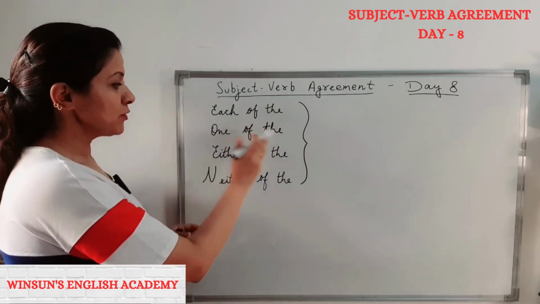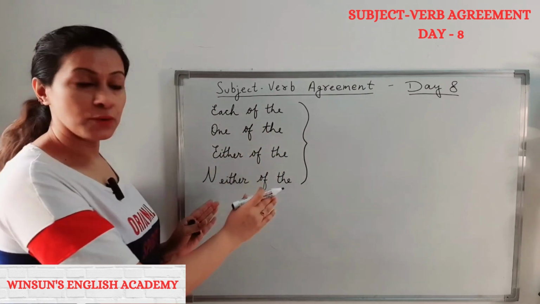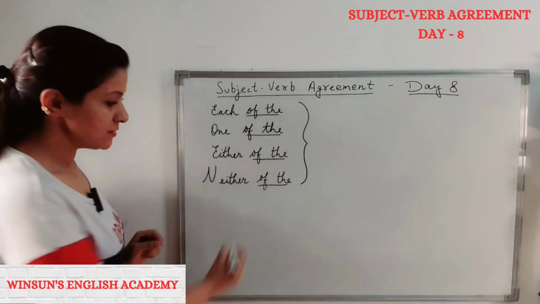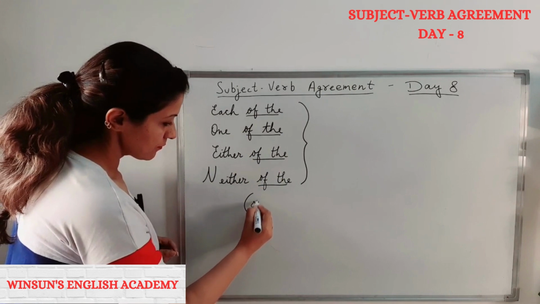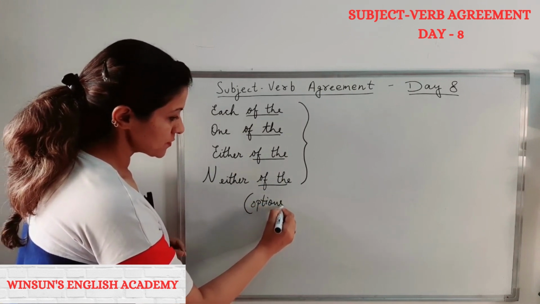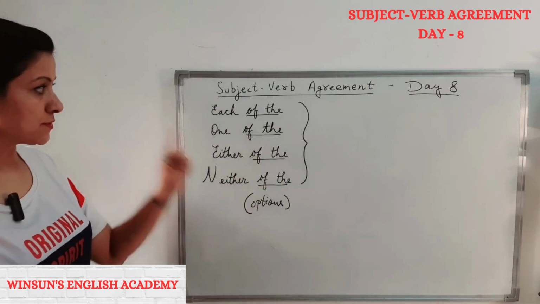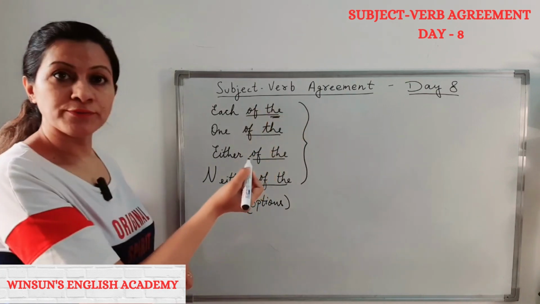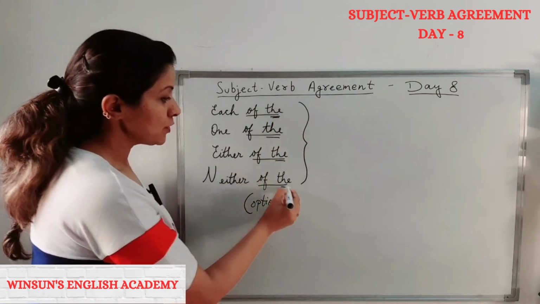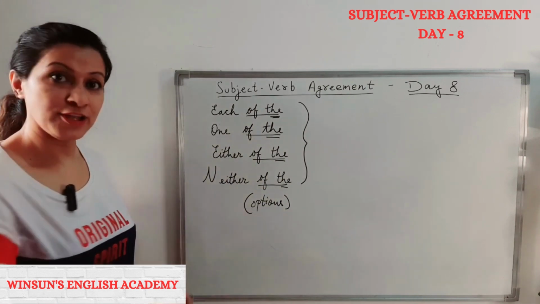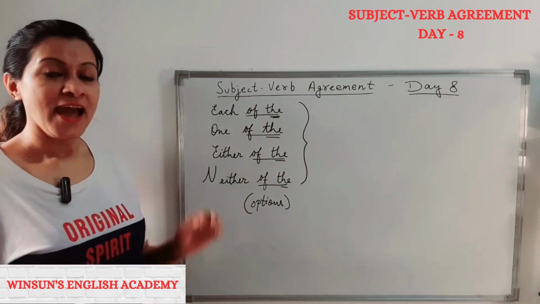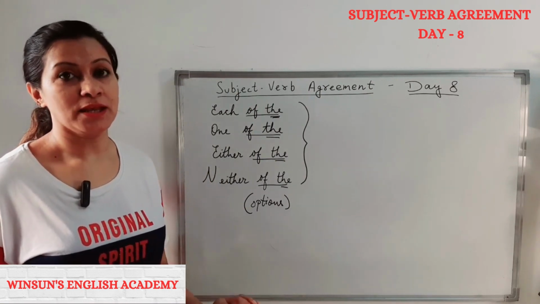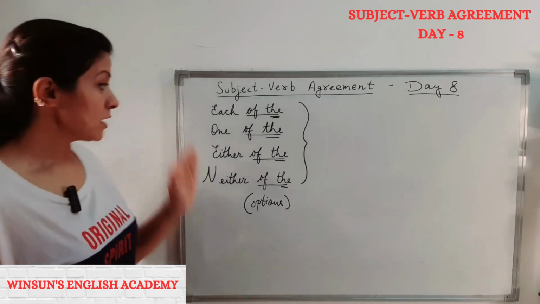Each of the, one of the, either of the, neither of the. What's common here? Of the. So what does it represent? Options. Right? Options. Second thing, remember we always have the after of. Okay? The. You will not miss out on this article the. Okay, it will be grammatically incorrect. Now the tip that I'm going to share with you, if you remember that, trust me, you will get full marks. The rule is only for these 4.